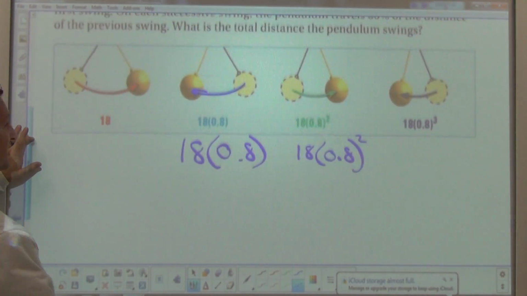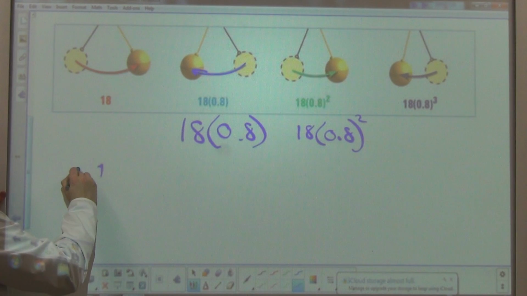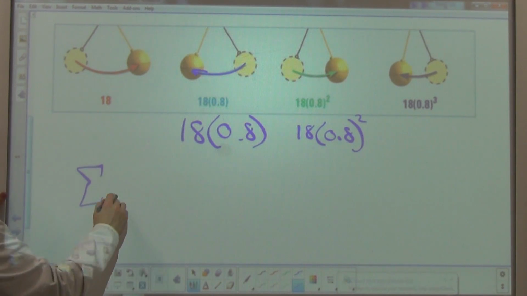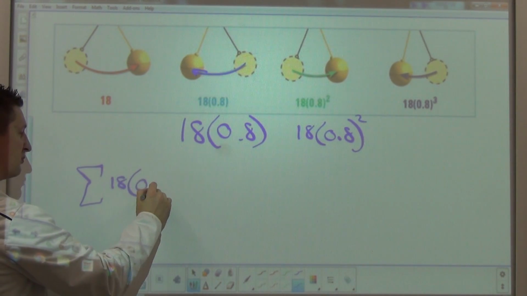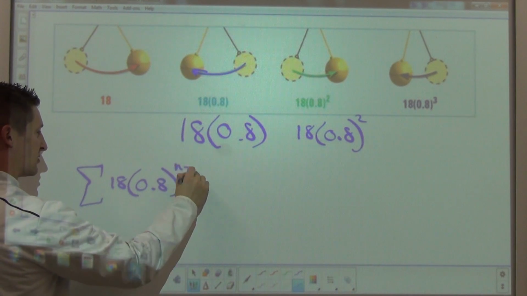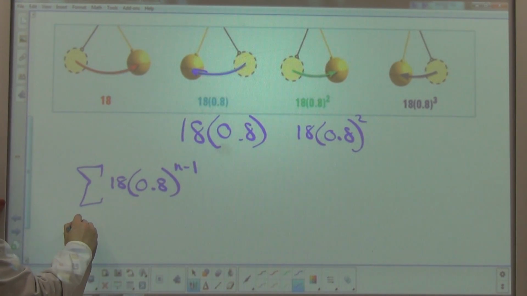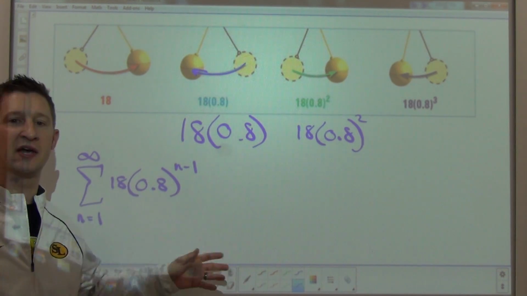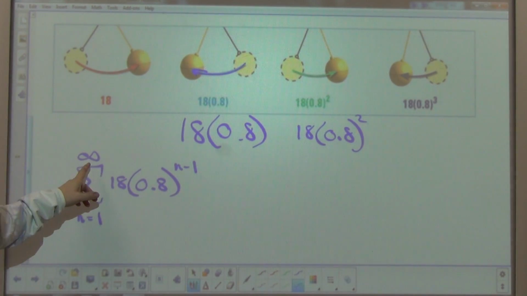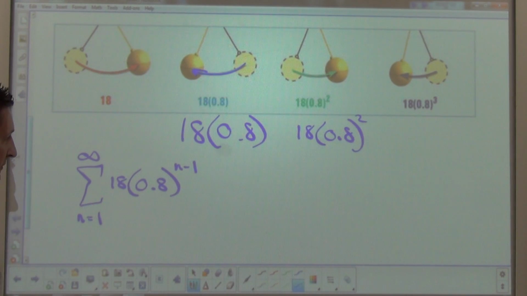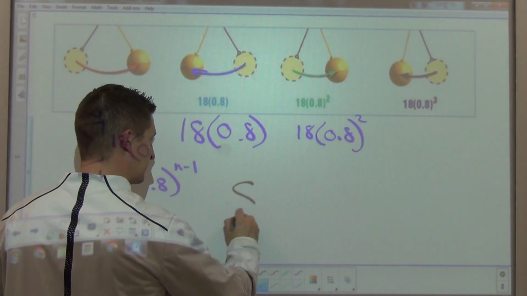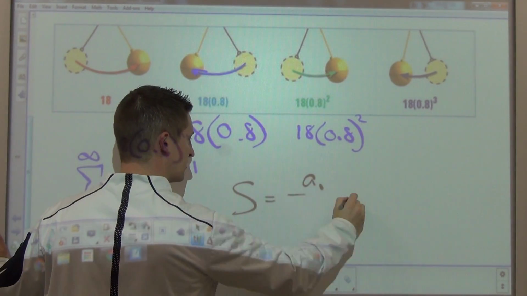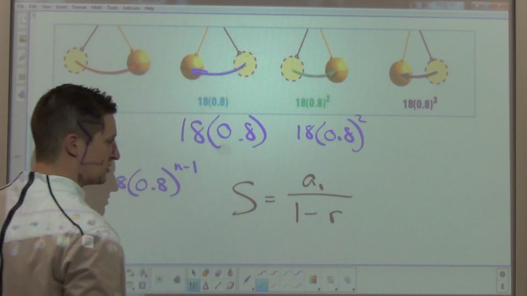If I were to write this using sigma notation to figure out the sum, here's what it would look like. My rule is going to be 18 times 0.8 raised to the n minus 1 power, and I'm going to find the sum from n equals 1 to infinity. Now here's the problem. You can't type that into your calculator because you can't take it to infinity. So we're going to need to use our formula. The sum is equal to the first term divided by 1 minus the common ratio.